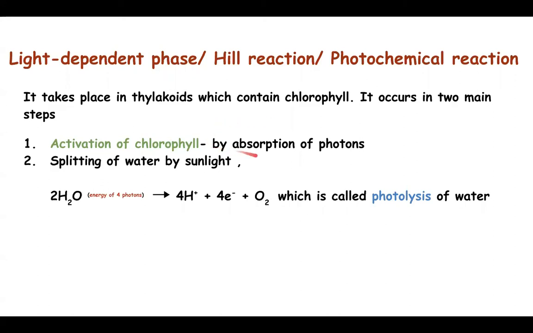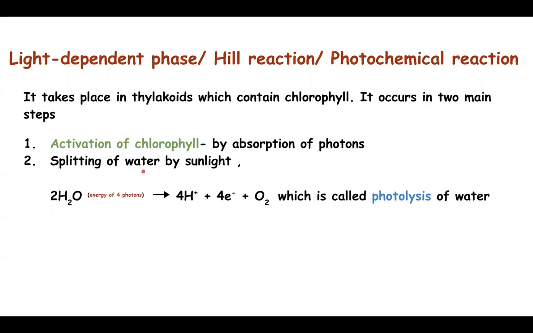Now, once sunlight falls on the chlorophyll, the sunlight contains packets of energy which are called photons. These photons are absorbed by the chlorophyll molecule and the chlorophyll molecule becomes activated. Once it is activated, the chlorophyll molecule will help to split up the water molecule, and the water molecule will break down to release hydrogen cations, electrons, and oxygen gas.